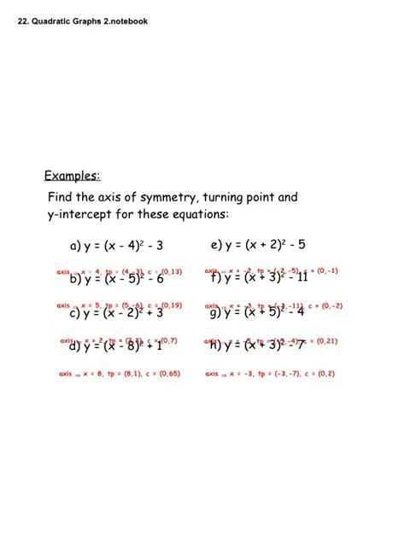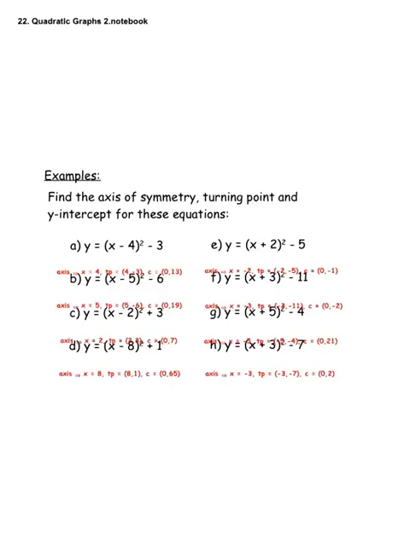The axis of symmetry for the first one is x equals 4. The turning point is (4, negative 3), and your y-intercept is (0, 13). For the second one, the axis of symmetry is x equals 5. The turning point is (5, negative 6), and the y-intercept is (0, 19). For the third one, the axis of symmetry is x equals 2. The turning point is (2, 3), and the y-intercept is (0, 7).